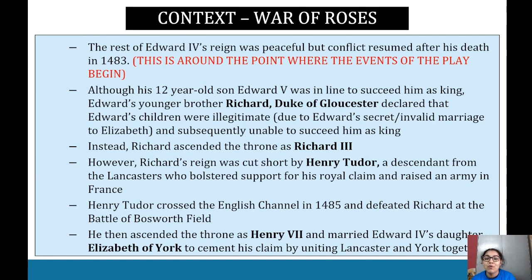So this is actually what happens, like the actual context, the history. Yes, Richard, Duke of Gloucester, gets Edward's throne, but not by killing his children, rather by declaring that his children were illegitimate. I mean, you can argue that's just as bad, but it's better than Shakespeare portraying him as having killed the kids. But yeah, that's what actually happened.